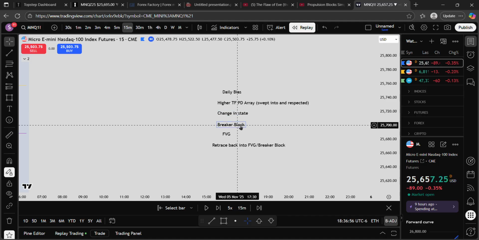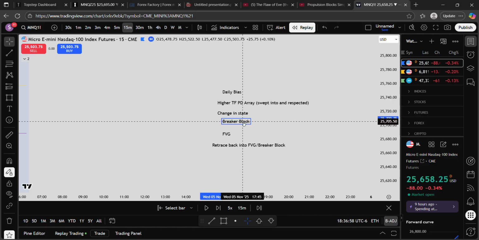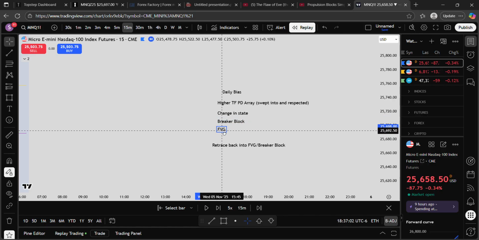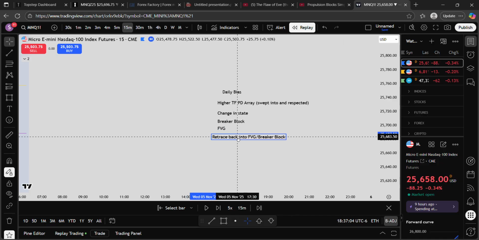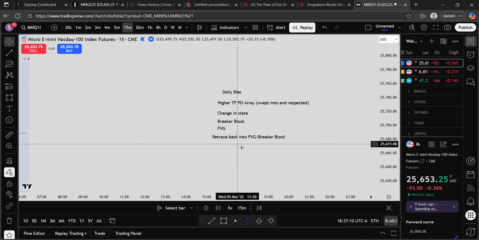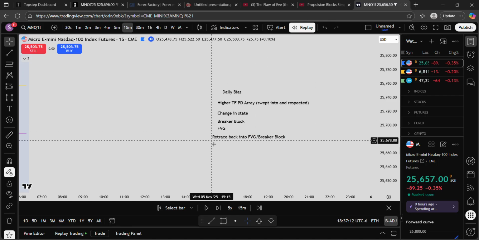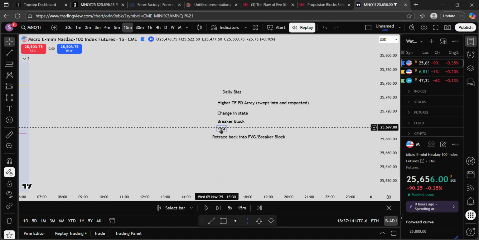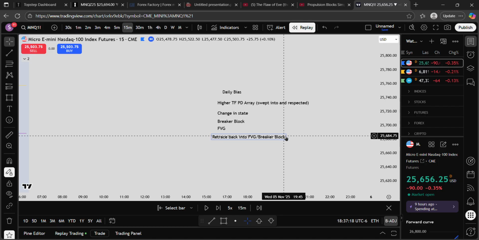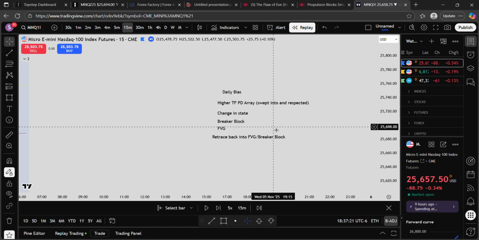So a breaker block. If you do not know what a breaker block is, I will show you. There should be a lot of videos on YouTube that explain breaker blocks pretty well, but I'm going to give you the kind of simplest way I can teach y'all the ways that you can use this and how to find them. So then you'll have a fair value gap on the lower time frame, retrace back into the fair value gap or breaker, and then that'll be your entry.